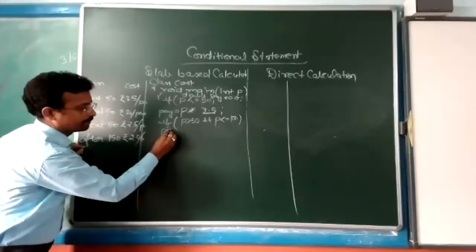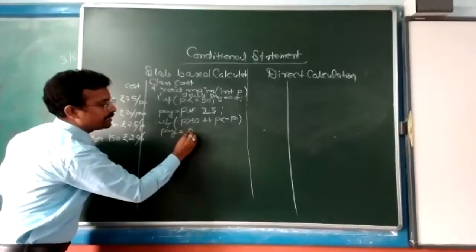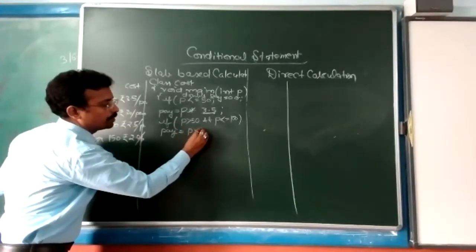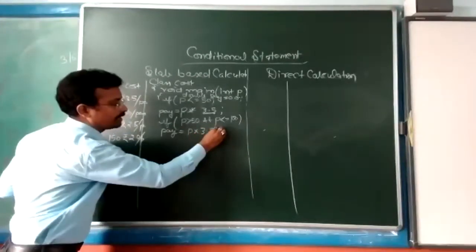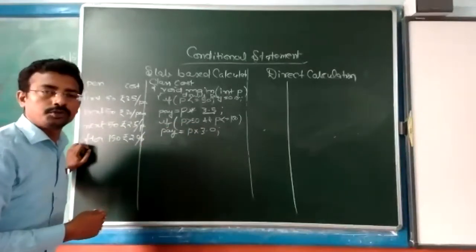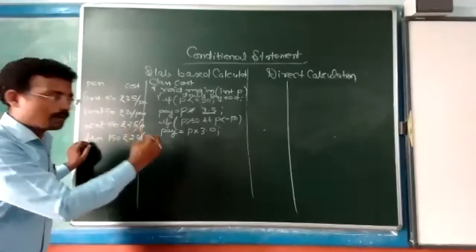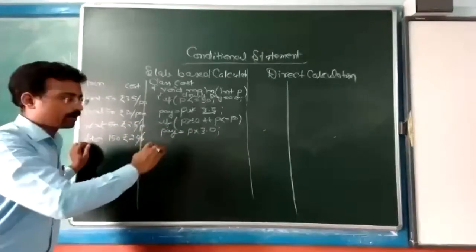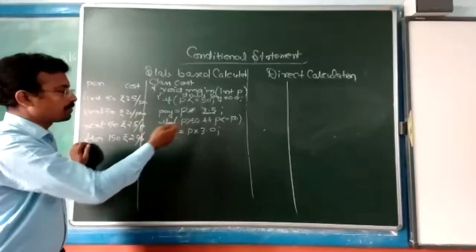Pay equal to P into 3.0. Those who are writing this, do not write it. If you are thinking so, you are wrong. This is a wrong practice. You are doing this kind of calculation as a direct calculation. So here what will you do?